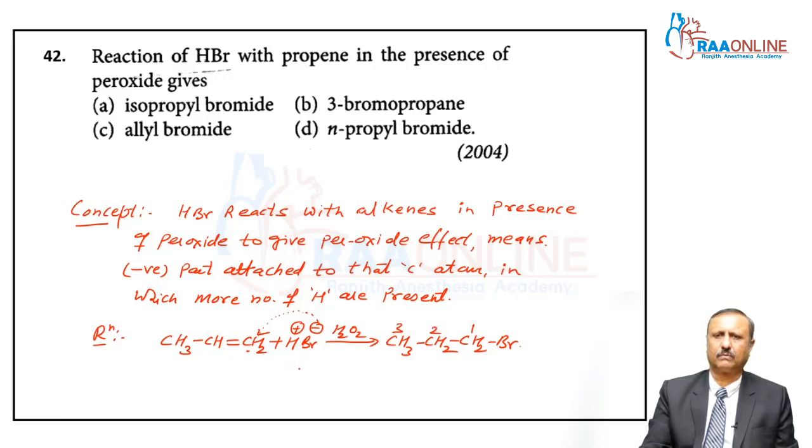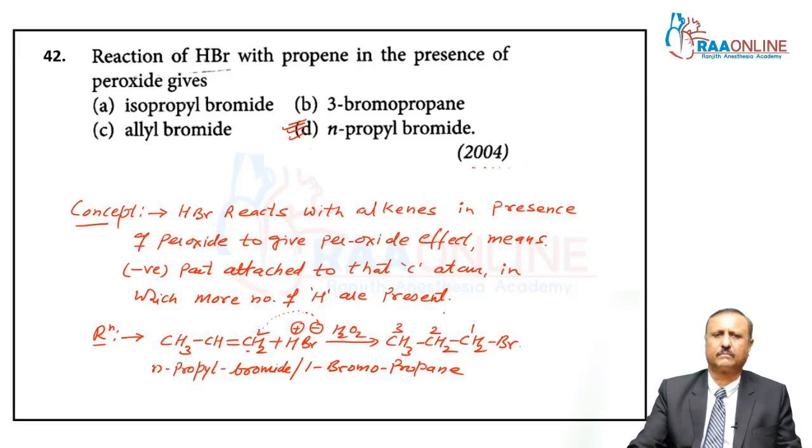It is called 1-bromopropane, or in common name it is also called normal propyl bromide. So, my dear friends, your answer is D. D is the correct answer for question number 42. This question was also asked in 2004, my dear students.